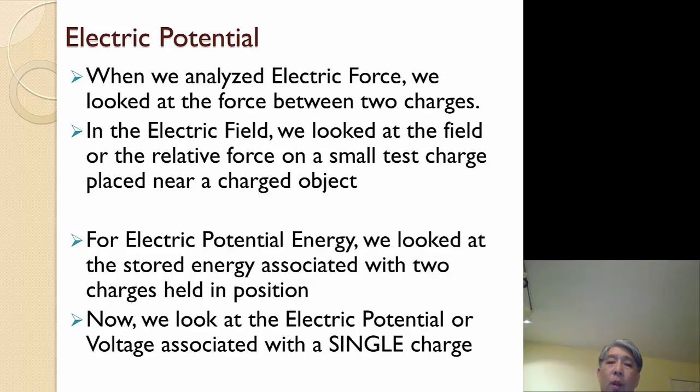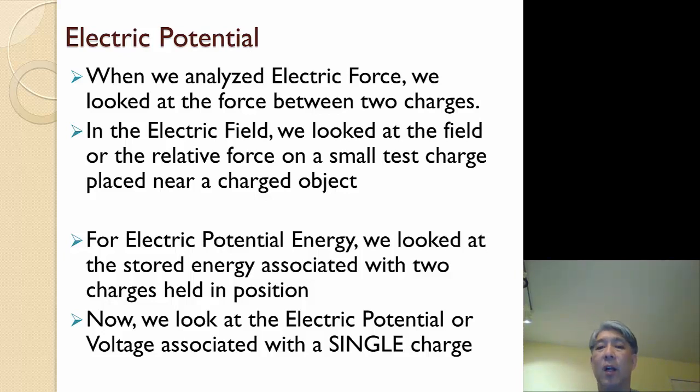The other term we're going to be working with is electric potential. Just like when we analyzed electric force, we looked at the force between two charges, and then we moved to the electric field where we looked at what happens if I only have one charge. This charge generates an electric field. It's a similar concept for electric potential. Electric potential energy requires me to have two charges.